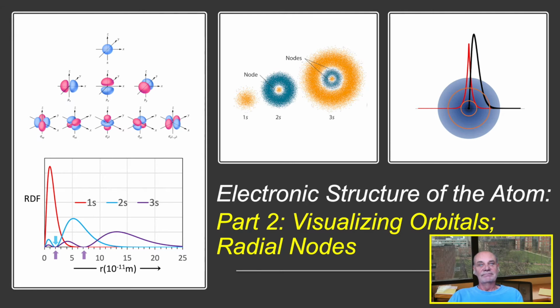Welcome back. In this second video on electronic wave functions, we'll focus on the radial component of the wave function and representing how it changes as a function of the distance from the nucleus of the atom in the various orbitals. And we'll discuss radial nodes and the radial distribution function. We'll start, however, with some simpler examples of visualizing orbitals. Hopefully you'll find them simple, beginning with the 1s.